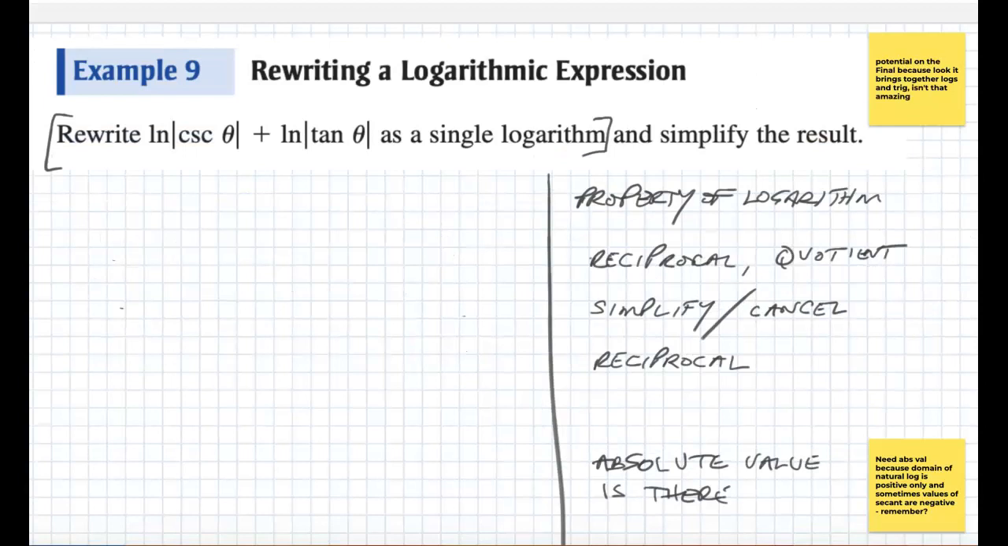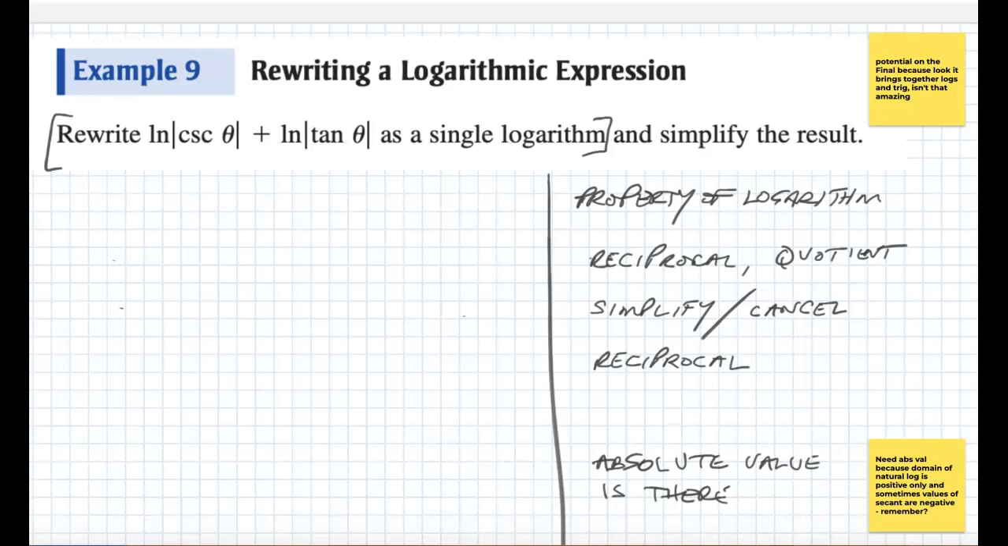Example 9 brings together logarithm, natural log, as you see there, and, well, absolute value. I'll talk about that just briefly. It's important, but it's not something to throw you off. And then cosecant's in there and tangent is in there. It says to rewrite that as a single logarithm.